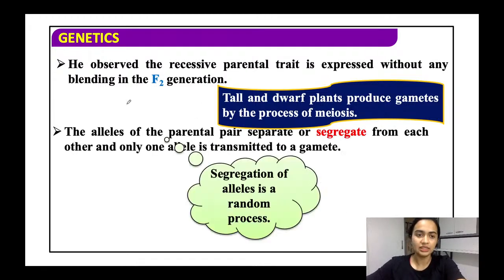So again, the same thing. See, he observed that the recessive parental trait is expressed without any blending in the F2 generation. As we saw, we could not see any in-between tall and dwarf characteristics. So they basically produce gametes by the process of meiosis. All right, very important and a probable question. So the alleles of the parent plant segregate from each other, and only one allele is transmitted to a gamete. So the segregation of alleles is a random process.